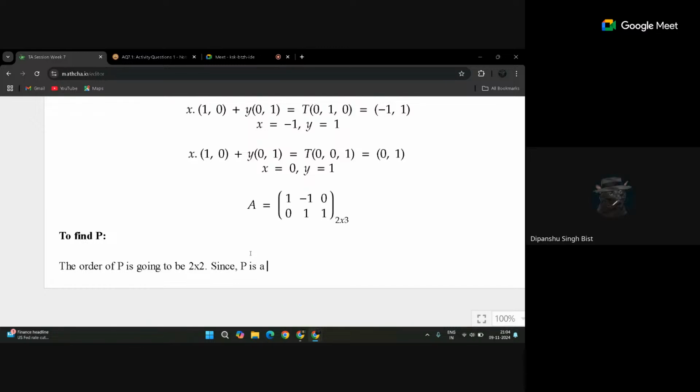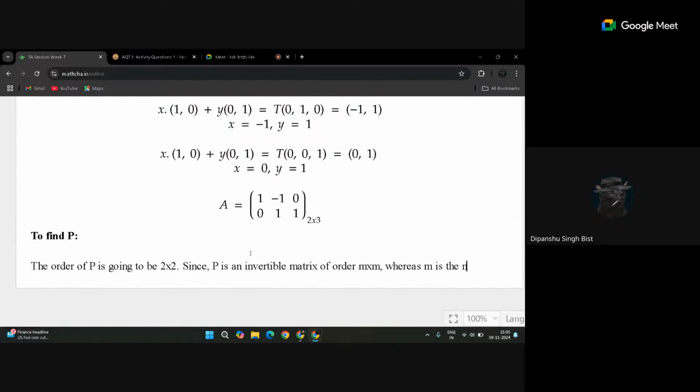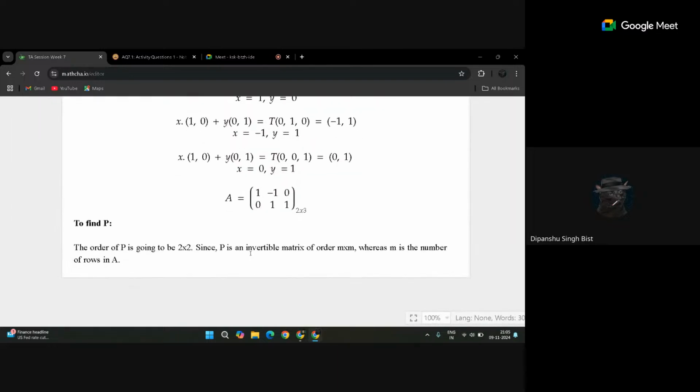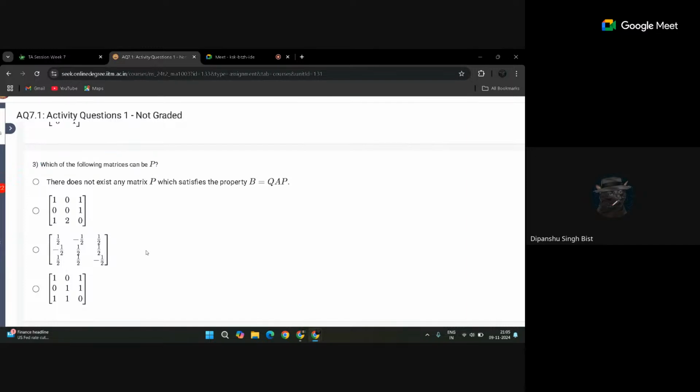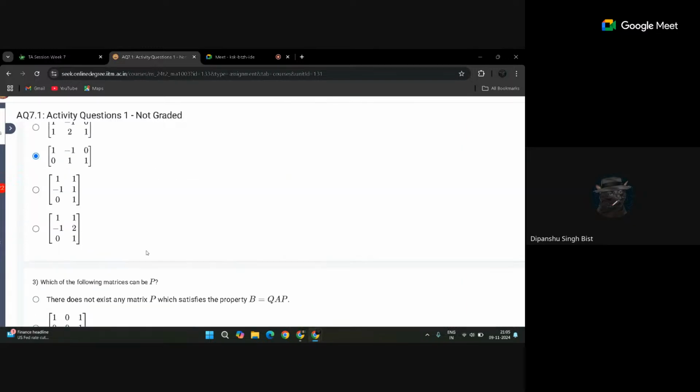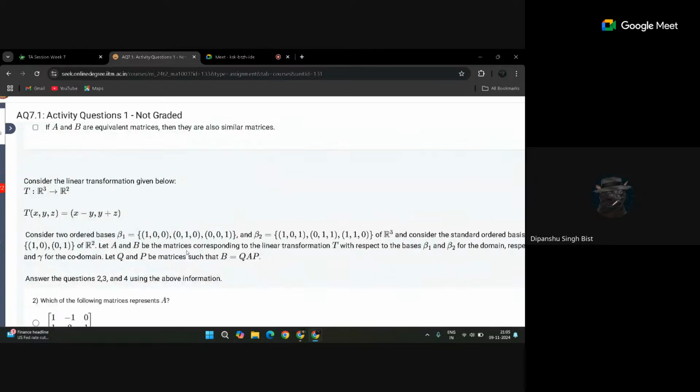Since P is an invertible matrix of order m cross m, where m is the number of rows in A, P is going to be a 2 cross 2 matrix. So first, let's see, do we have any 2 cross 2 matrix here?